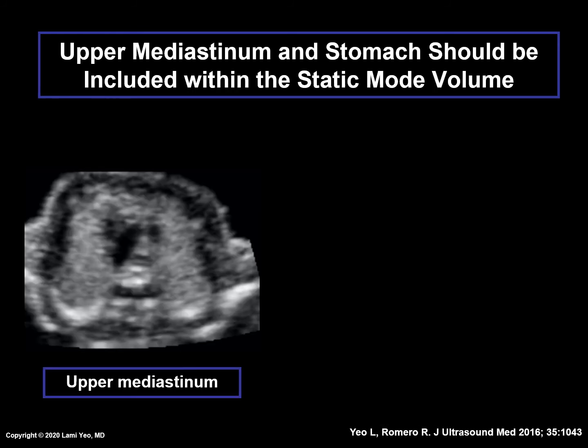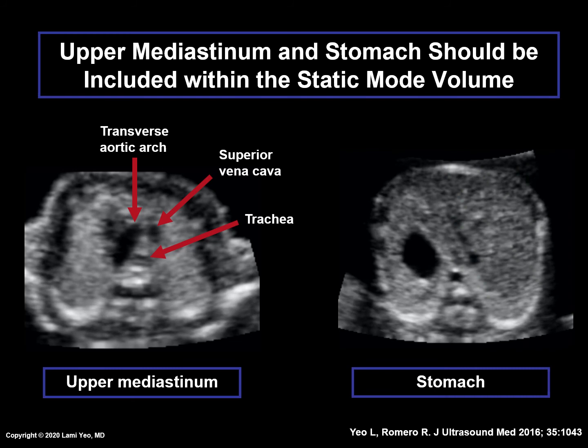For the FINE method, the upper fetal mediastinum through the stomach should be included within the static mode volume acquisition. The fetal upper mediastinum is defined as the plane in which the transverse aortic arch, superior vena cava, and trachea are visualized as shown here. The image on the right shows the fetal stomach in the abdomen.